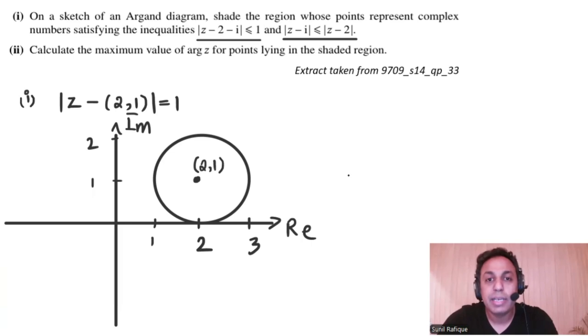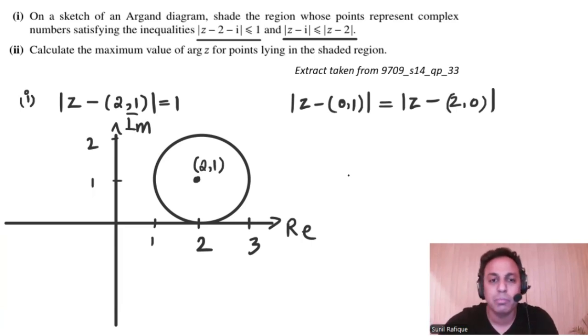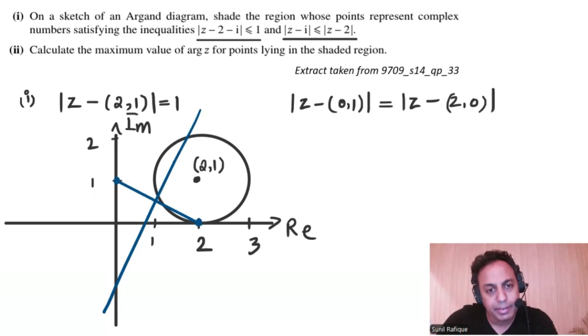Okay, next bit. It's z minus iota. What is iota on an Argand plane? It's just 0, 1. And the other point is, put it equal to z minus 2. 2 is the 2, 0 on the Argand diagram, because 2 can be treated as 2 plus 0 iota. It's a complex number. So 2, 0. So this is a perpendicular bisector. Let me just use another pen for this one. So this is a 0, 1, and this is a 2, 0. Just connect it and you can form a perpendicular bisector like this.